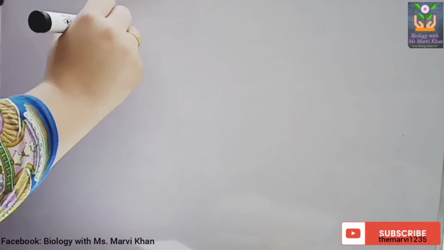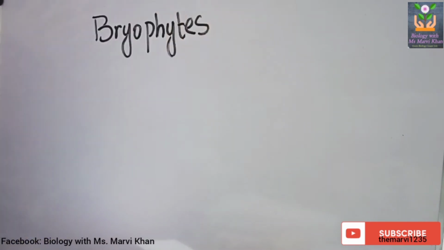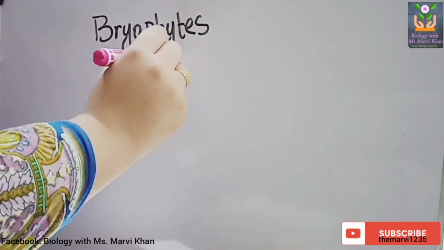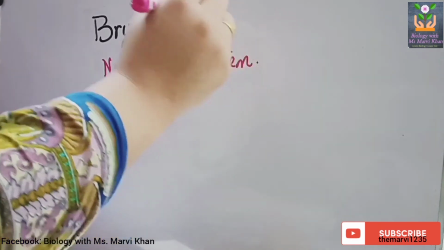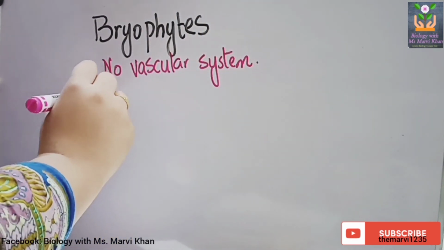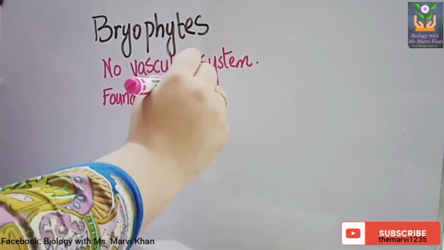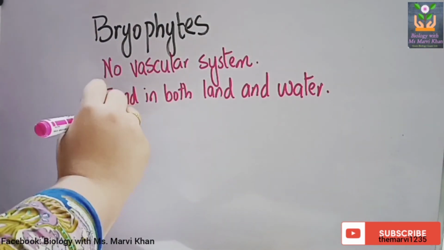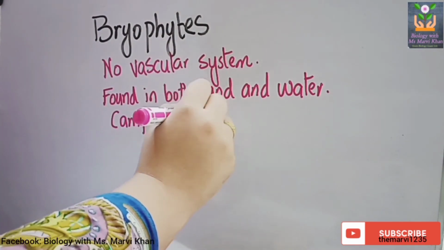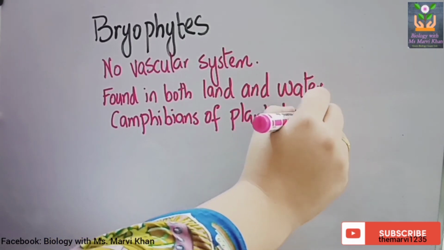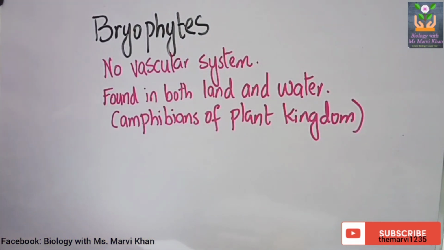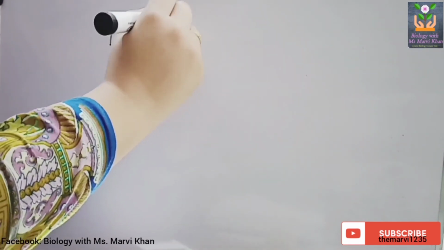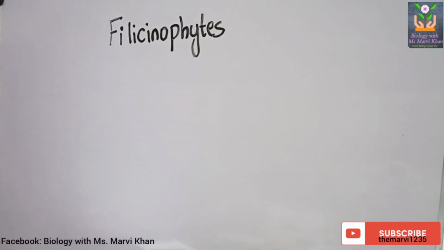Now we are going to talk about each of the classes of the plant kingdom in detail. Let's begin with Bryophytes. Bryophytes are the seedless plants. They do not have a vascular system. They are found in both land and aquatic habitats. Therefore, we call them the amphibians of kingdom Plantae, because amphibians are those animals which can live on both land and water. Then they have a differentiated plant body into stem and leaf-like structures.